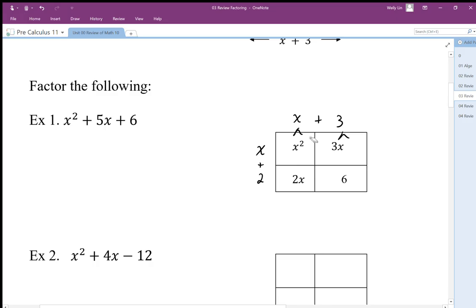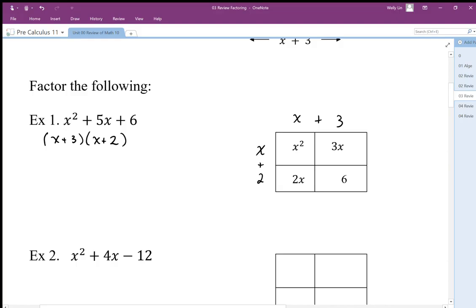So we have x times x is x squared, 3 times x is 3x, x times 2 is 2x, 3 times 2 is 6. And it gives us the factored form, or the length, x plus 3, and the width, x plus 2. And if we want to check this, we could just FOIL this out, right?